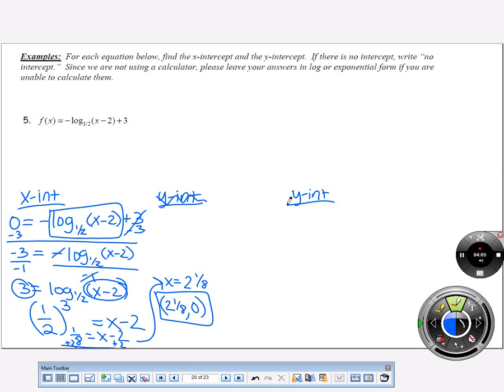All right, so to find the y-intercept, what did you guys tell me earlier? Plug in 0 for x. So the y-intercept is going to be 0 for x and some number for y, and our goal is to figure out that value for y.